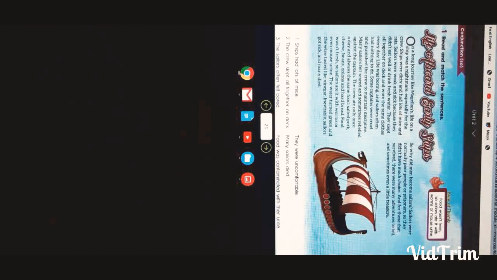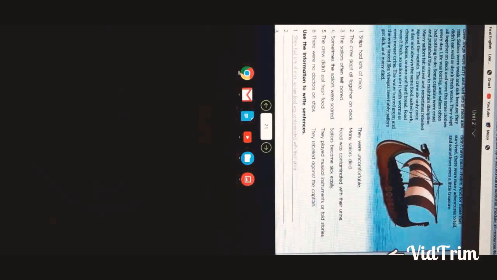Well, on page 21, I already explained the use of "so." For that reason, you have to read this article. It says, read and match the sentences. And here we have the sentences. Number 1 says, ships had a lot of mice. It can be they were uncomfortable? No. Many sailors died? No. Food was contaminated with their urine? Yes.